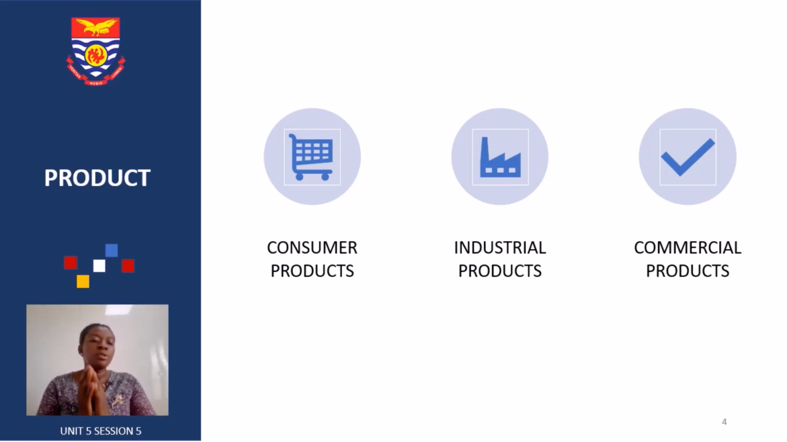So yes, consumer products are those that are going to be consumed by the final consumer. You buy and then you use. Industrial products are those that serve as raw materials, or feed into the production process of the manufacturers. And then we have commercial products, which assist in the production process.